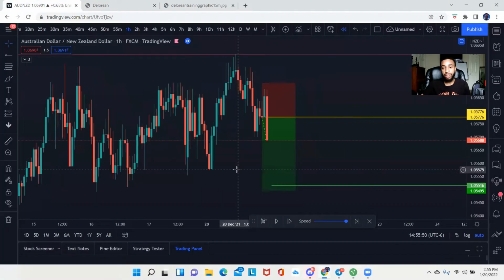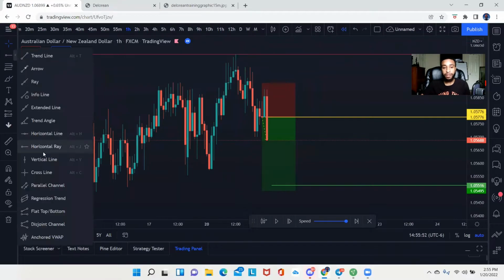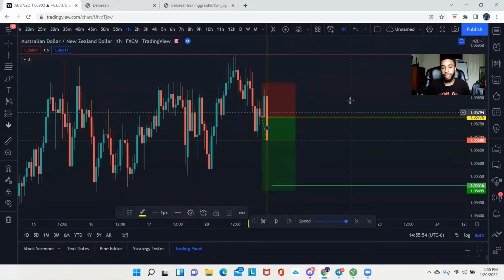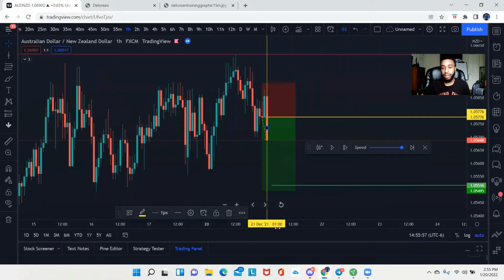So at the time this trade was called out, right? This is what I want you guys to focus on. I'm going to take a vertical line. I'm going to put it right there, right? I'm going to move the replay tool out the way. And notice right here, it says 1.00, okay? That's going to represent 1 a.m., right?